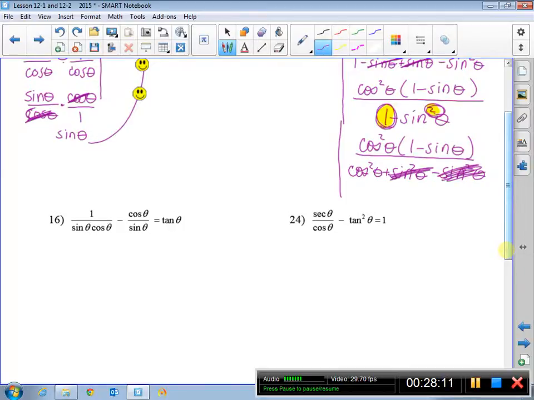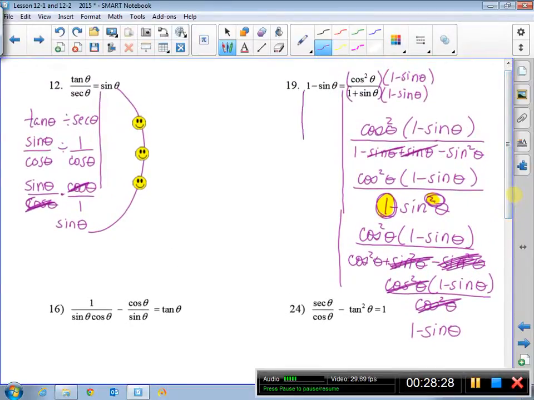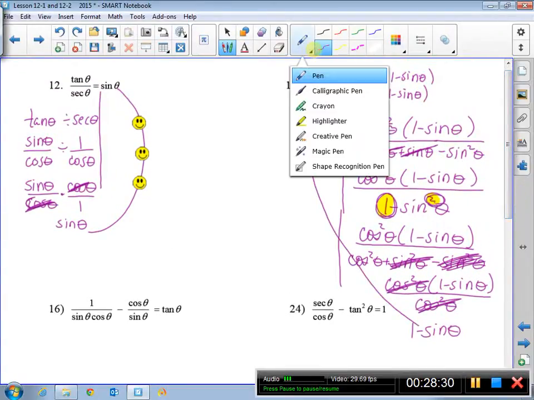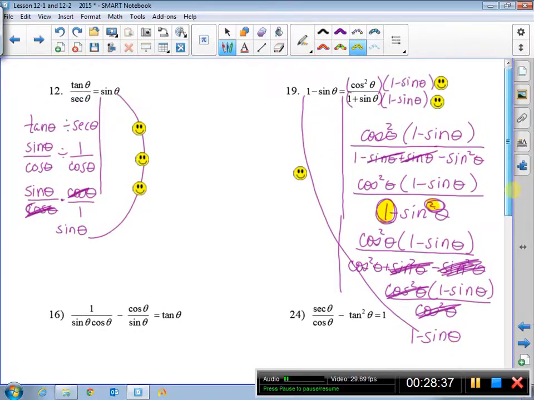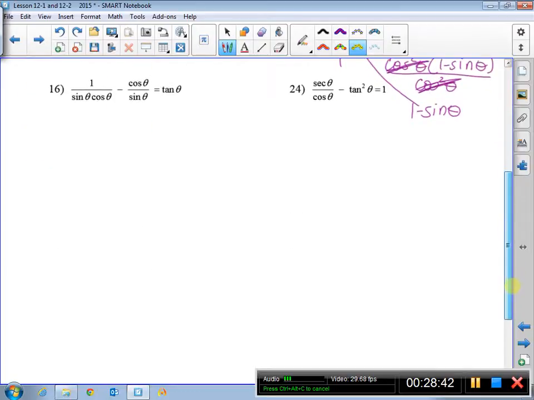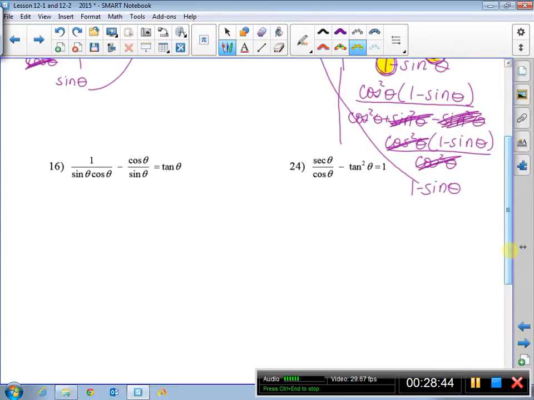Well, then I'm left with a fraction, cos squared times 1 minus sine over cos squared. I can reduce out these cosine squareds as well. And I'm left with 1 minus sine. And let's peek back up. Aha, that's exactly what I needed. So this one actually had a trick in it. And the trick might not make you smile, but try and remember it. We just used a conjugate. Okay? There's a few more here that aren't done. We'll talk to you tomorrow.